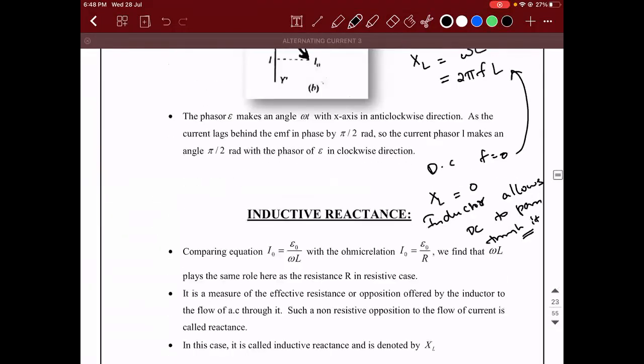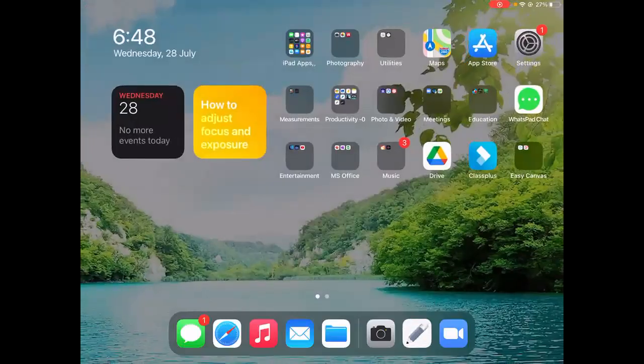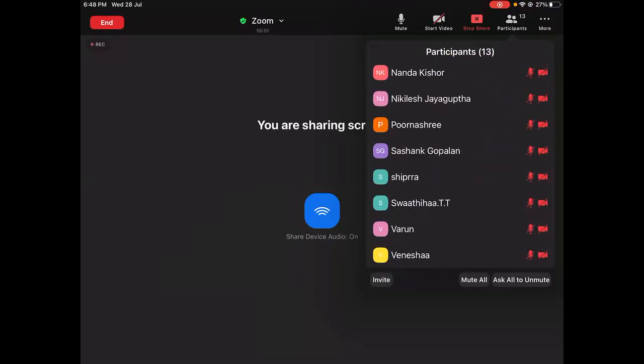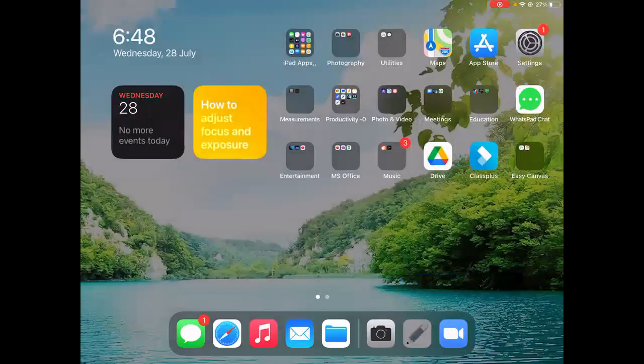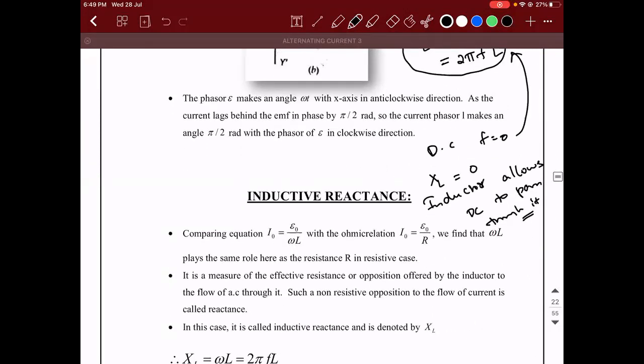Am I clear till this point? Any doubt? Okay. So that is with respect to purely resistive, purely capacitive, and purely inductive circuits.